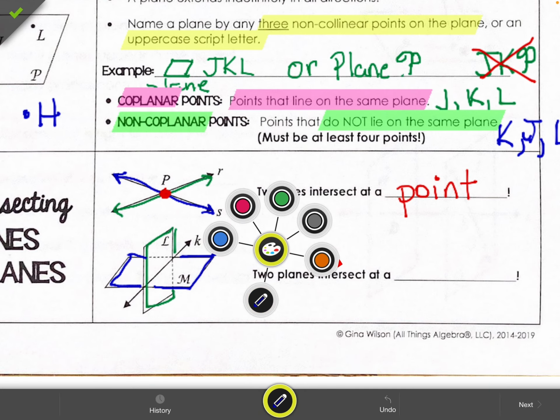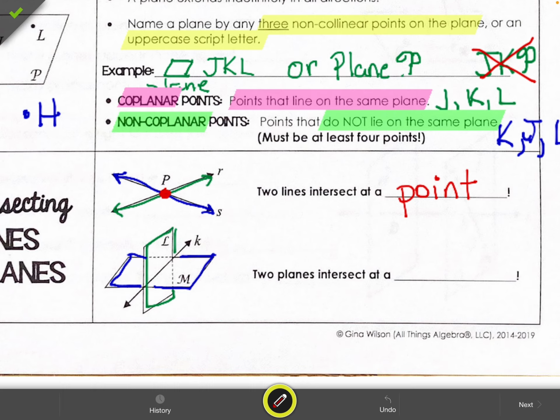And then when you notice, again, intersects means meets, touches, crosses. But what you should notice with this picture is where they intersect, they actually form a line. They form line K. So two planes, when they intersect, intersect at a line.